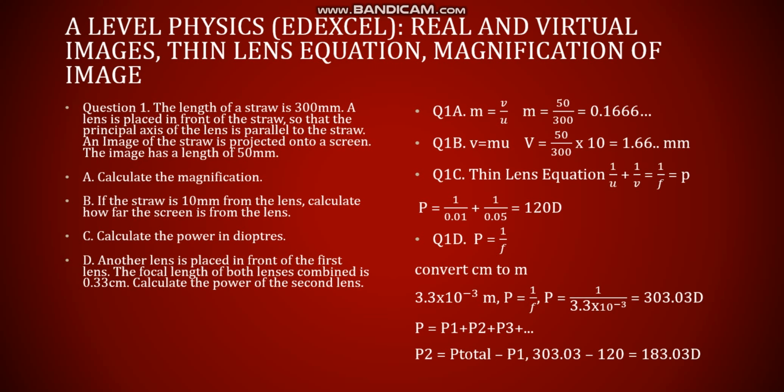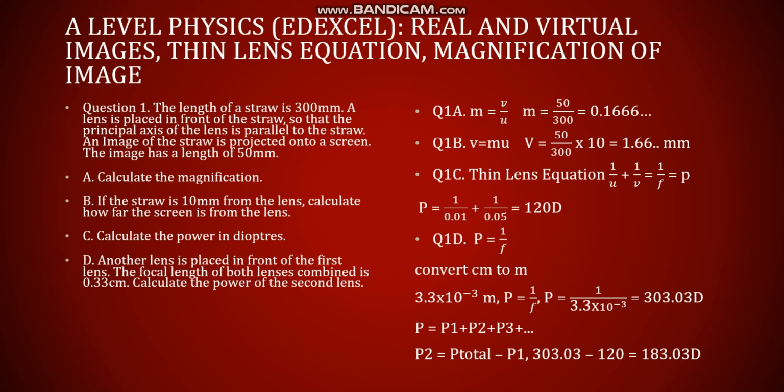For part C, it asks to calculate the power in diopters. The power is given by 1 over u plus 1 over v, which is equal to 1 over f. So we need to convert millimeters into meters, as that's the standard unit used for the equation for a thin lens. We convert 10 millimeters into meters, that gives us 0.01 meters, and we convert 50 millimeters into meters, which gives us 0.05 meters. Doing 1 over 0.01 plus 1 over 0.05, that gives a total power of 120 diopters.